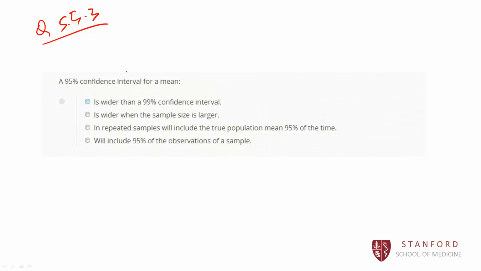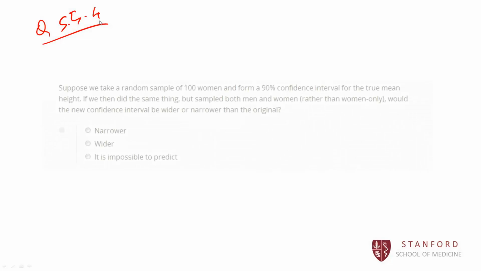A 95% confidence interval of a mean will include the true population mean 95% of the time. This is true by the definition of a confidence interval. If we sample both women and men together, we would have a higher standard deviation of heights because we would expect the men to be taller than the women. If we only sample the women, we would expect the heights to be closer together, because of which the standard deviation would be lower.